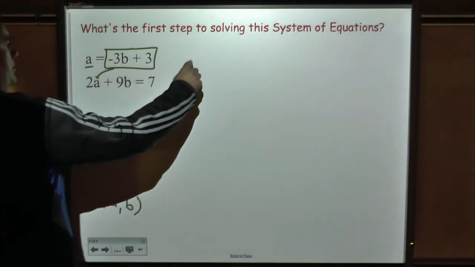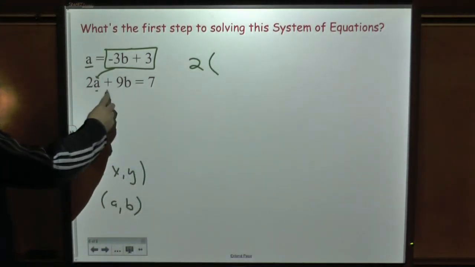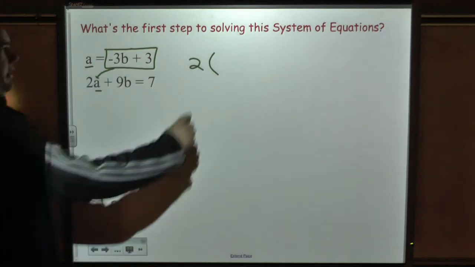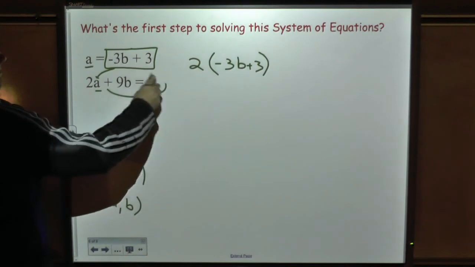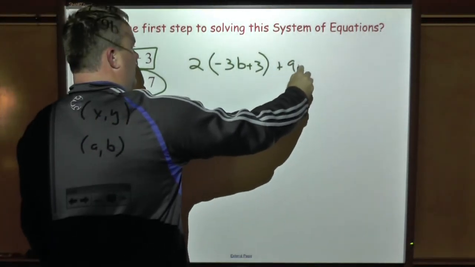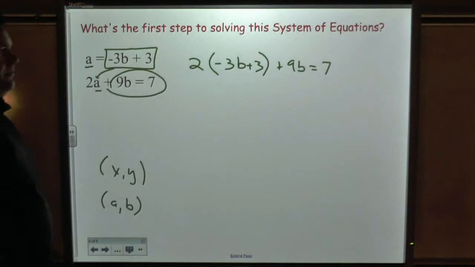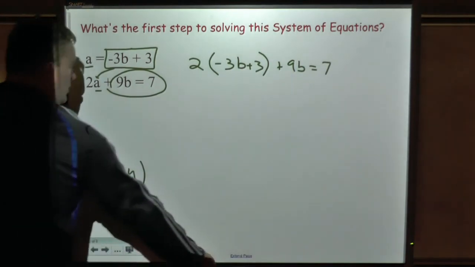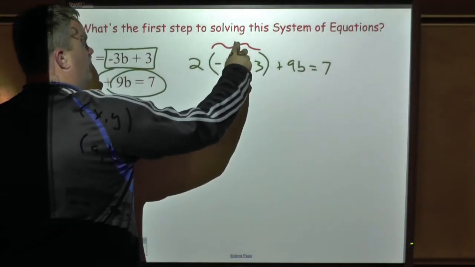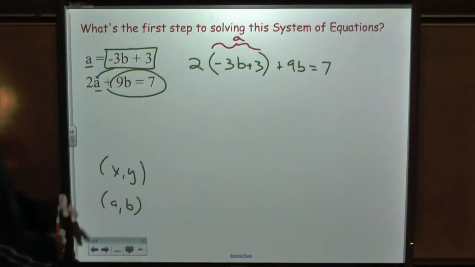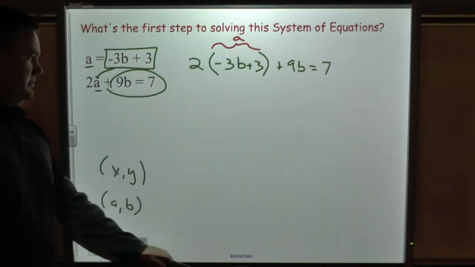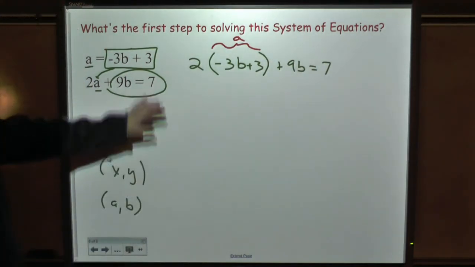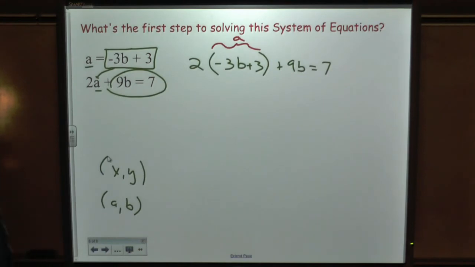So when I write this, I'm going to write 2 times whatever the value of A is. Well, now I'm saying the value of A is negative 3b plus 3. And then I'm going to write the rest of it, which is plus 9b equals 7. All right? And again, this represents A. 2a plus 9b equals 7. That's basically what I'm writing here. That's the first step to solving a system of equations using substitution.